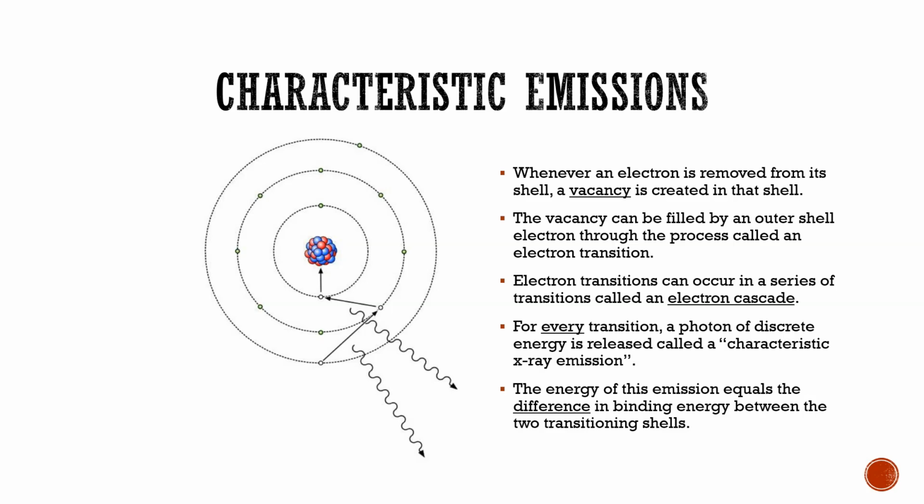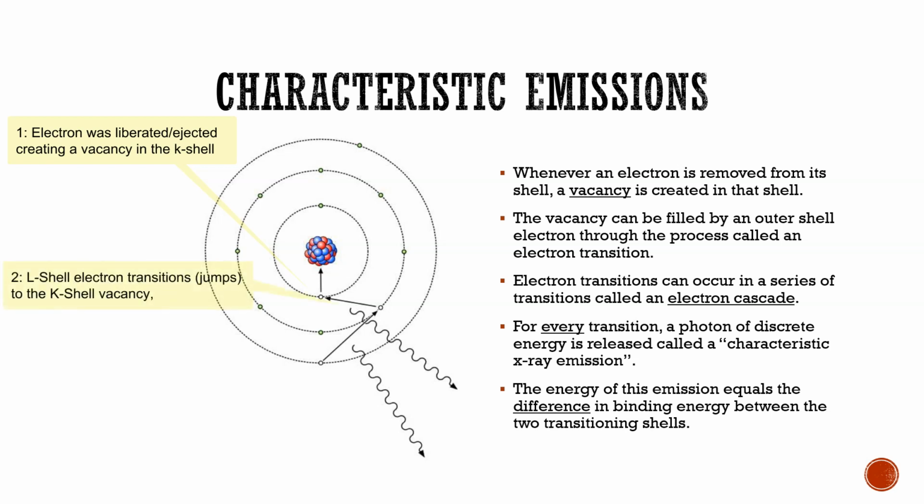So what happens in an example where an orbital electron is liberated from an inner shell, for example the K shell, as we see in the diagram here? Whenever an electron is removed from a shell, it produces a vacancy. When a vacancy is formed, it is almost always filled by an outer shell electron through a process called an electron transition.